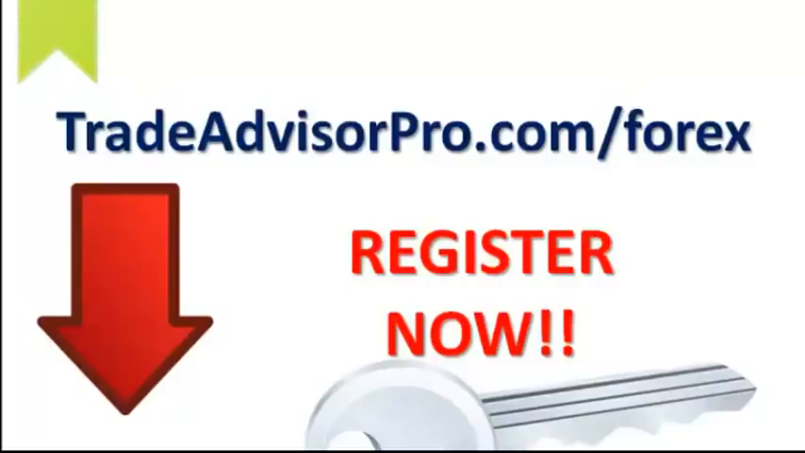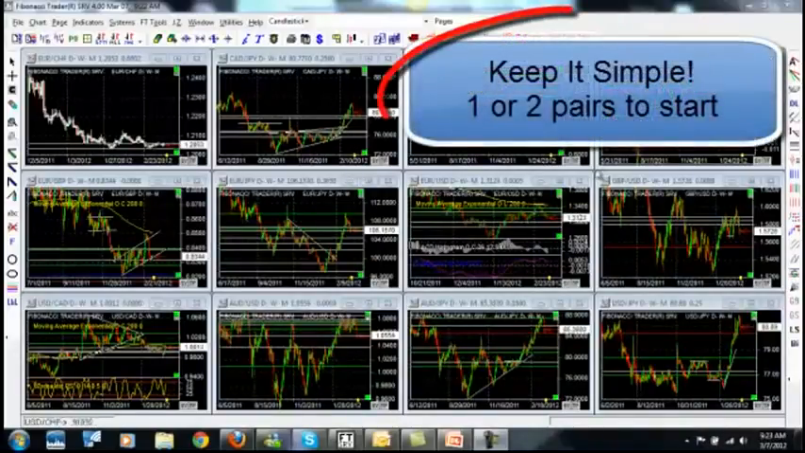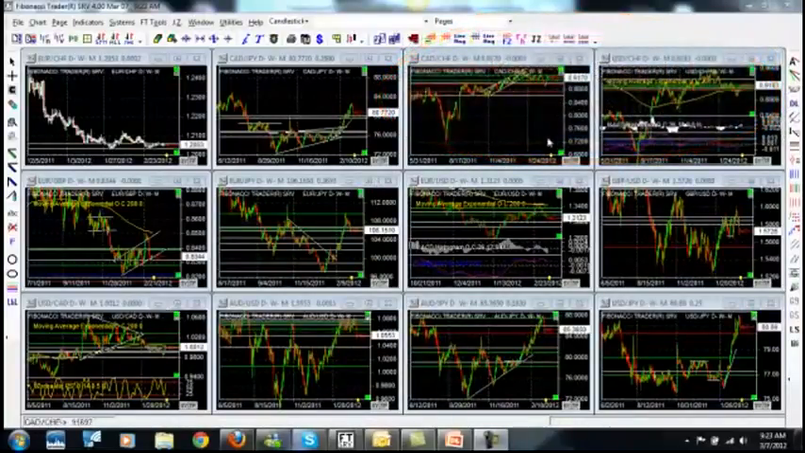So let's go ahead and get started with today's training on how to choose a currency pair for you. Okay, so here I am at the charts, guys. What I don't suggest is trying to trade too many currency pairs at once, especially if you're new or an intermediate trader. Unless you have a long-term track record of success, I suggest you choose one or two currency pairs and focus on those.